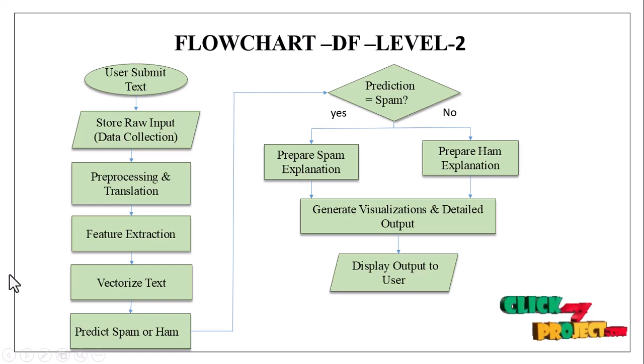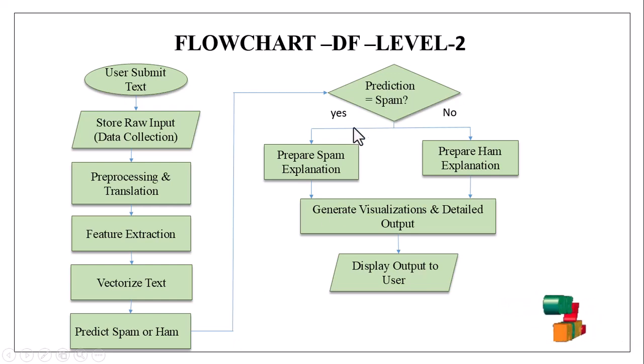And next, the feature extraction and vectorized text. This is the core of our ML preparation. We identify the important words or patterns, the features, and convert text into numbers or vectors, which is the only language our model can accurately understand. Then our model will predict if it's spam or ham.